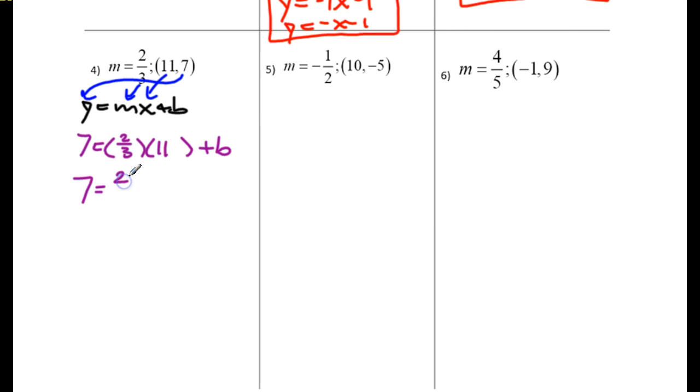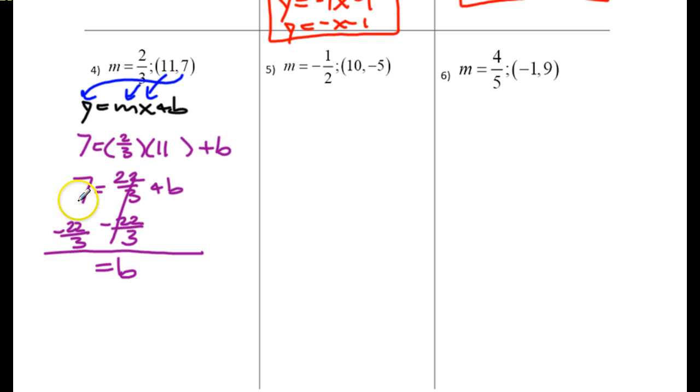So this is now 22 over 3 plus b. Now I'm going to solve for b. Don't worry about the fraction, it's the same idea. If this said 22, you would do minus 22, right? Well, now it's 22 over 3, you do minus 22 over 3. It's still doing the opposite, and always doing it on both sides. B's by itself. Now I'm going to do this in the calculator.